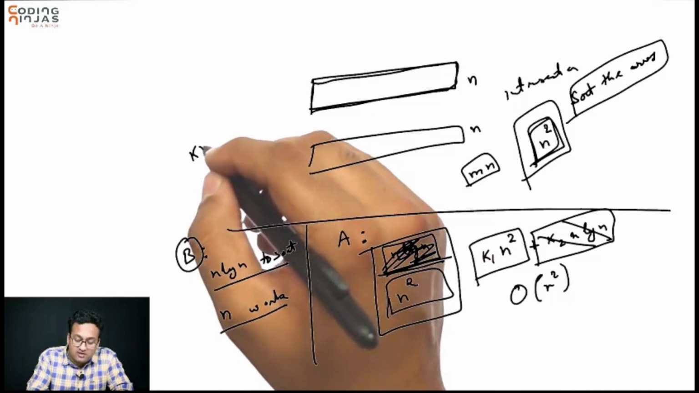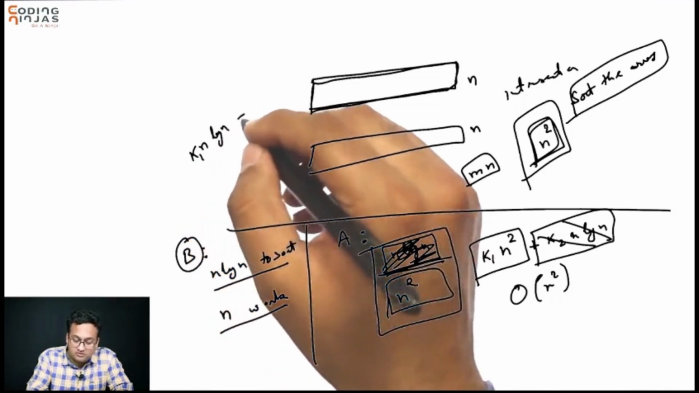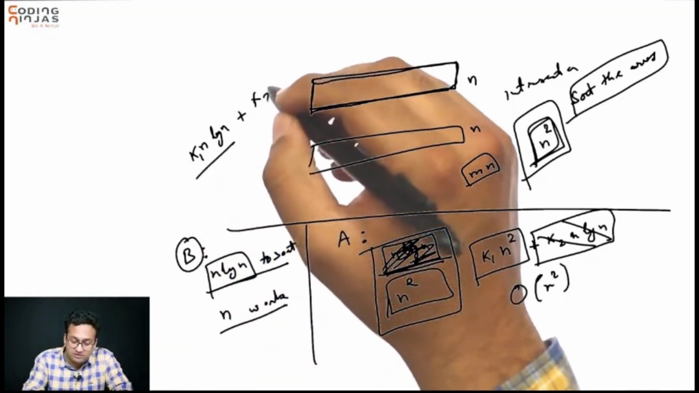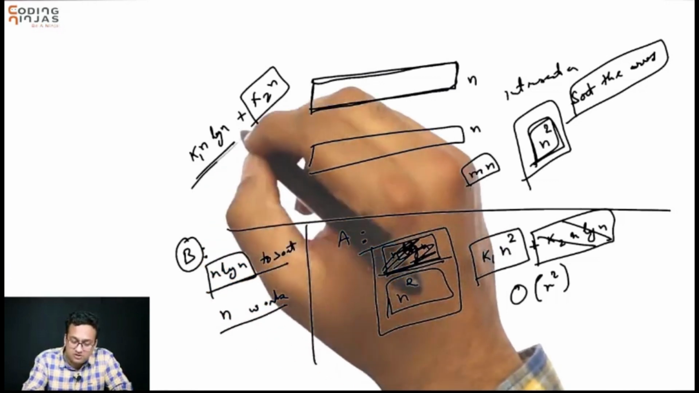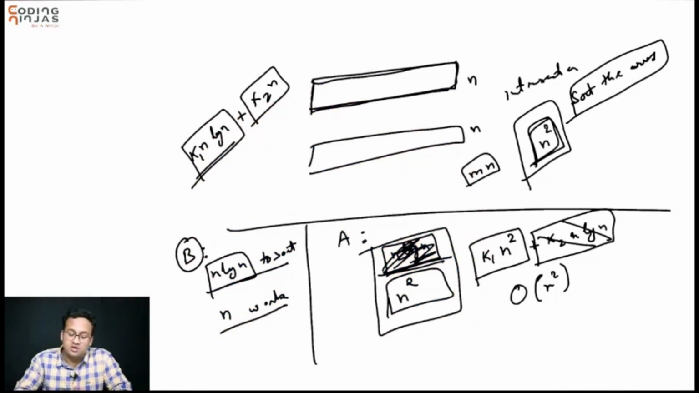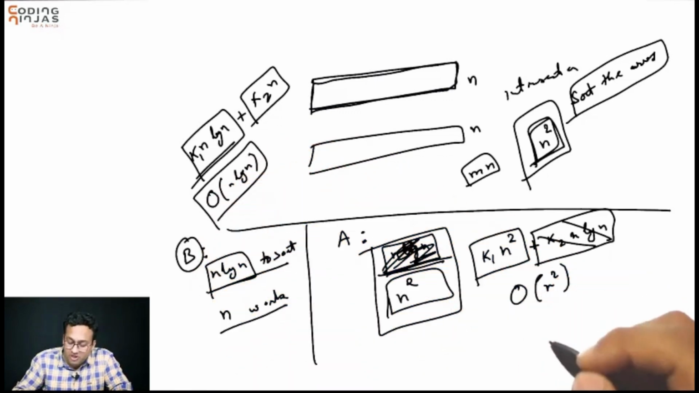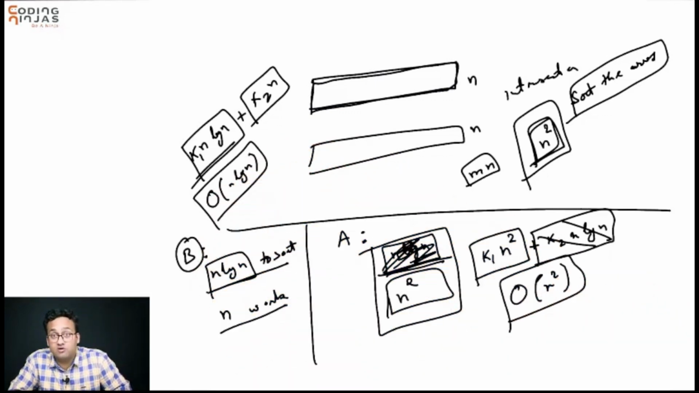So you are doing k1 n log n work. Sorting is n log n. I am assuming we are using merge sort or quick sort, not bubble sort or insertion sort. So n log n is how much I need for sorting, plus k2 n. We will ignore this part because this is more important. That basically means B is big O of n log n, which is much better than big O of n square. So please try sorting, and you'll be able to get to better solutions for a lot of array problems.